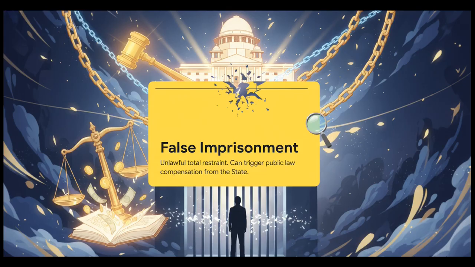You really need to consider the gravity of the Rudul Sah case here. This man was acquitted, cleared of charges, yet kept in prison for 14 years of illegal detention. The Supreme Court didn't just order his release, they mandated heavy compensation under Article 32 of the Constitution. It proved once and for all that false imprisonment isn't merely some private tort between two citizens, it can be a massive constitutional violation that triggers huge public law compensation from the state itself.